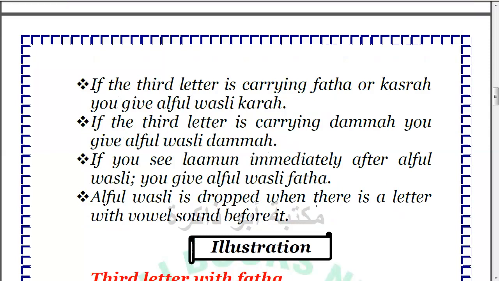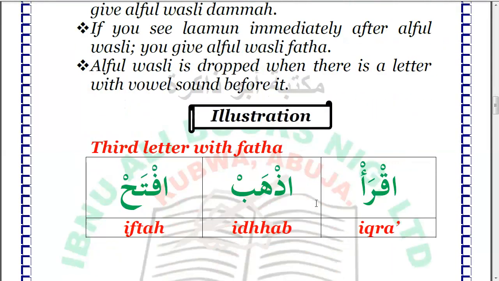Then the next one: if you see lam immediately after alif al-wasli, you give alif al-wasli fatha. That lam is telling you to give alif al-wasli fatha. And alif al-wasli is dropped, omitted, when there is a letter with a vowel sound before it. When it is preceded by another letter with a vowel sound, you drop it, it becomes ineffective. We are going to illustrate that from the following.